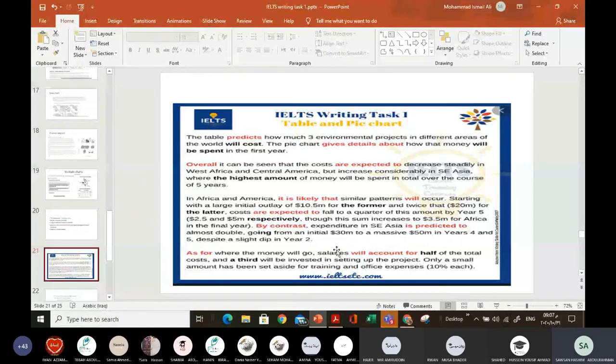When you finish, ask for where the money will go. Salaries will account for half, and so on. All of these things you are going to use in describing your writing.